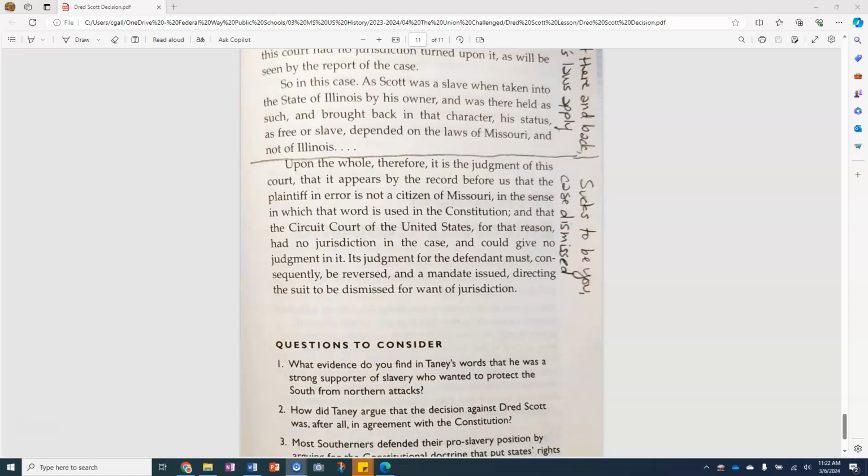Go ahead and read the questions at the bottom there, because those are the ones that we're going to use on the quiz that you're going to take for this week.